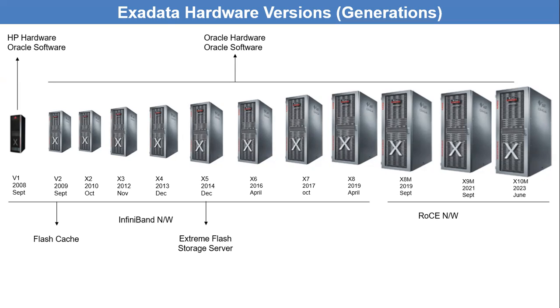Now, Extreme Flash Storage Server includes all flash storage. There is no hard disk storage. So data is directly stored on the flash-based SSD. So you get extreme I/O performance. So that's why it is called Extreme Flash Storage Server. So that was first introduced in X5 version. So starting with X5 version, you have two types of Exadata storage servers: high capacity storage server and Extreme Flash Storage Server. So if you want highest or extreme I/O performance for your Oracle database, the better one is Extreme Flash Storage Server.